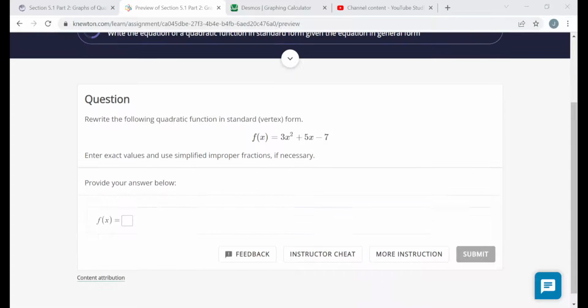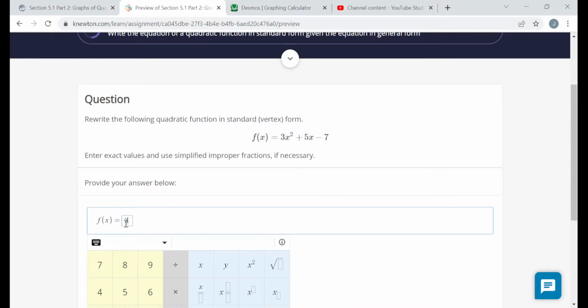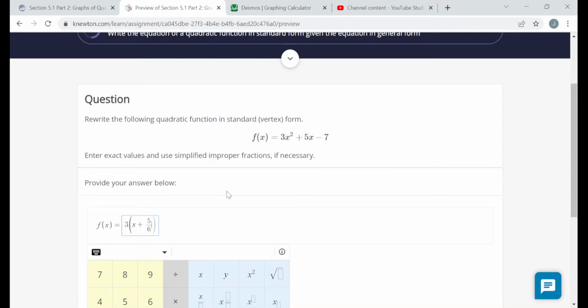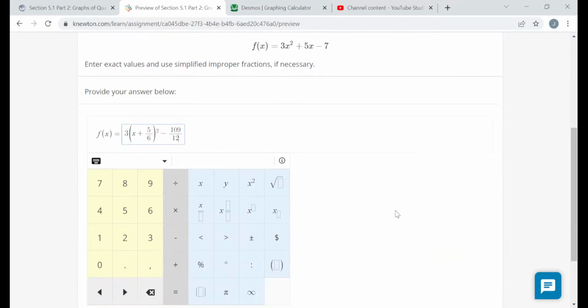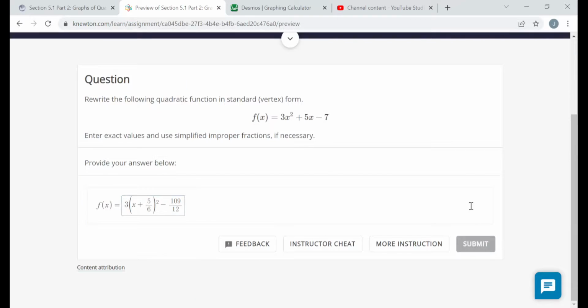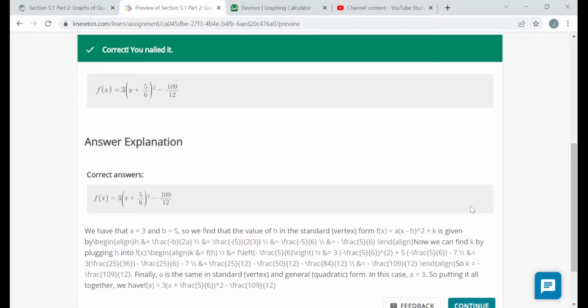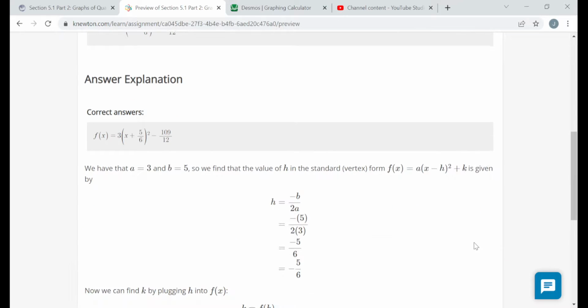And that's what I'm going to enter as that standard form, right? 3 times the quantity x plus 5 sixths squared minus 109 twelfths. That should be good. Alright, I should just have one more of these.